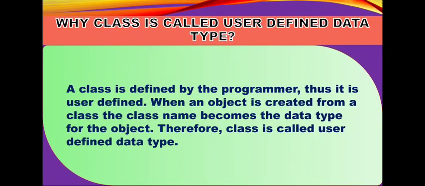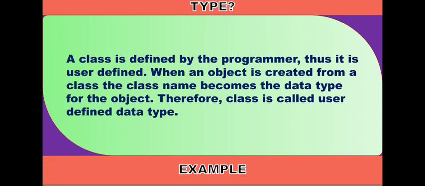Now why is a class called a user defined data type? There are two words, one is user defined, another is data type. A class is basically defined by the programmer. We are defining the class, thus it is user defined. And when an object is created from a class, the class name becomes the data type for the object. Therefore, class is called a user defined data type.